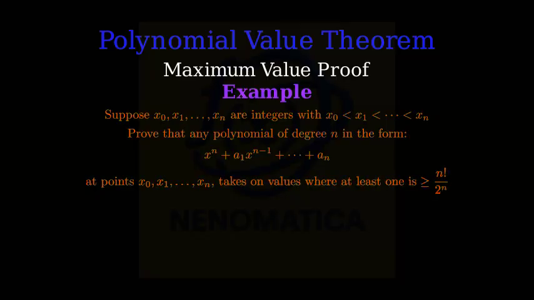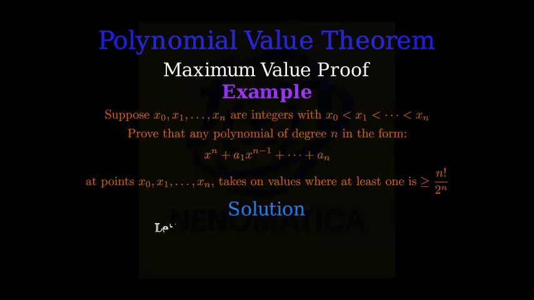Prove that for any polynomial of degree n in the form x to the power of n plus a sub 1 times x to the power of n minus 1 plus a sub n at points x sub 0, x sub 1 through x sub n, this polynomial takes on values such that at least one of them is greater than or equal to n factorial divided by 2 to the power of n.